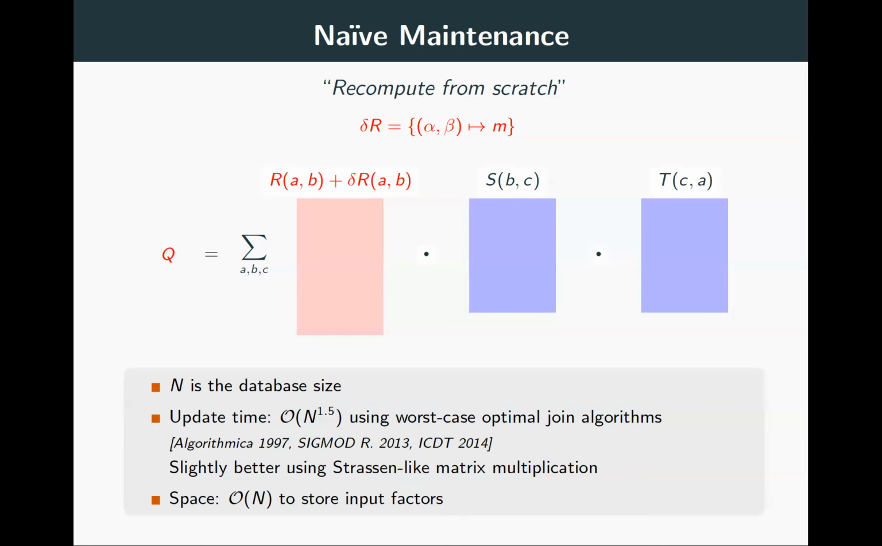You can do better than this for the count if you use Strassen-like matrix multiplication techniques. But nevertheless, you will still get supralinear. And the space you need is just linear, because you need to store the input factors, right?